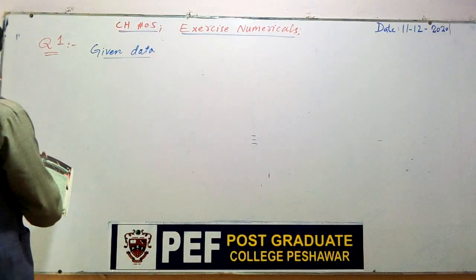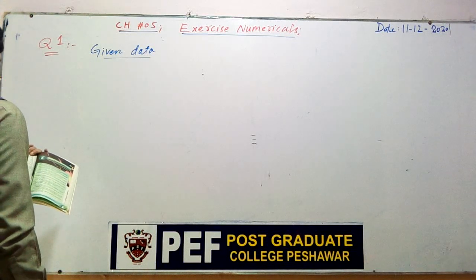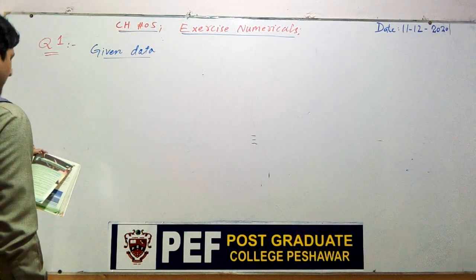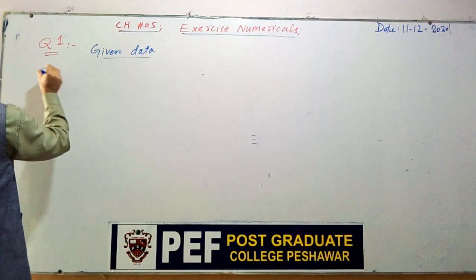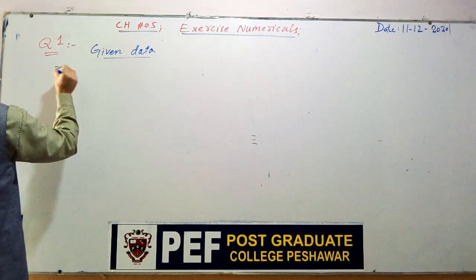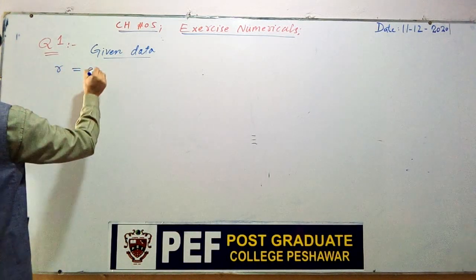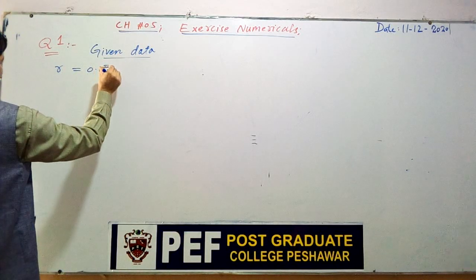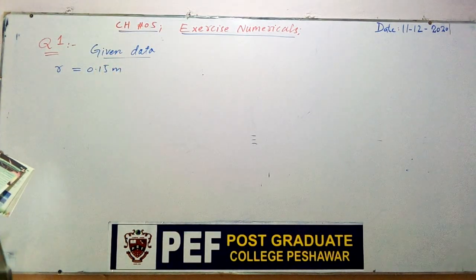So given data is: it is stated that the plate of the microwave oven has a radius of 0.15 meter. It means that radius R is given, which is equal to 0.15 meter, and it rotates at 6.0 revolution per minute.